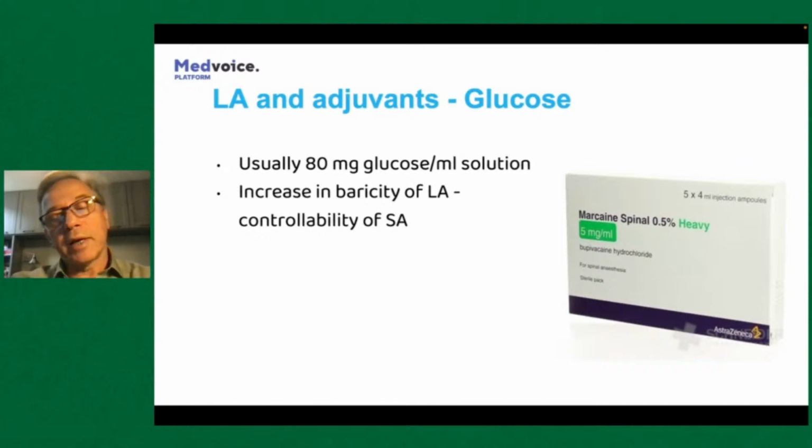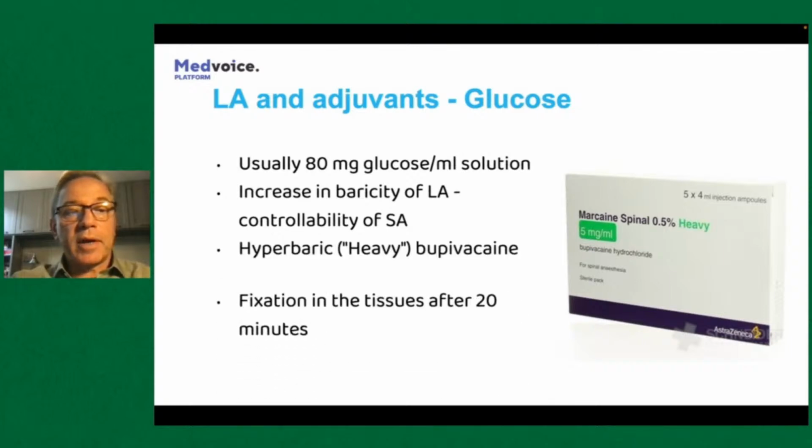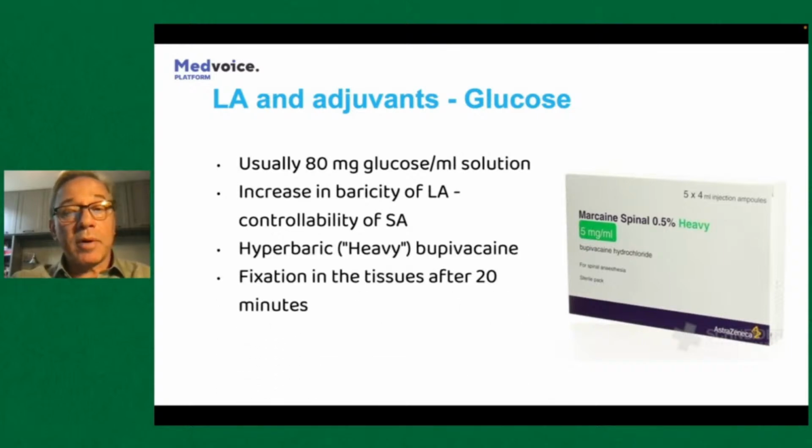So if we put the head down, then the block will spread upwards. And for example, for cesarean section, we can reach the desired level of T4 a lot easier with the hyperbaric bupivacaine compared to the isobaric bupivacaine.